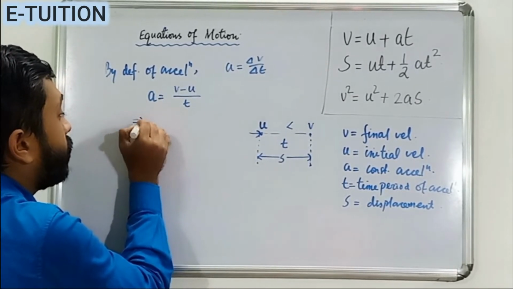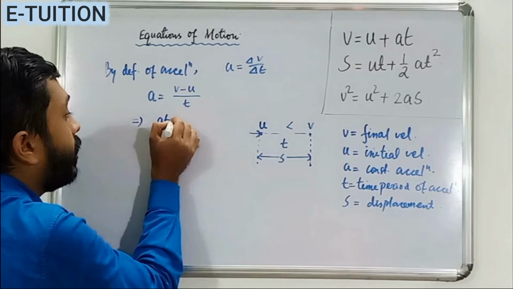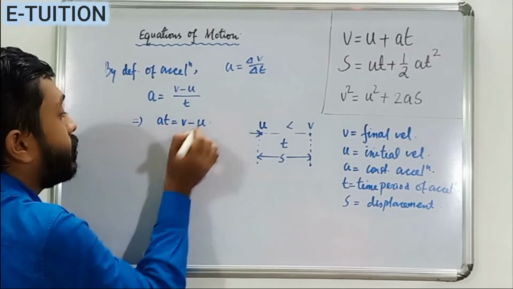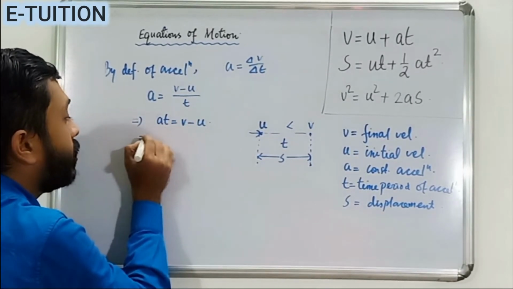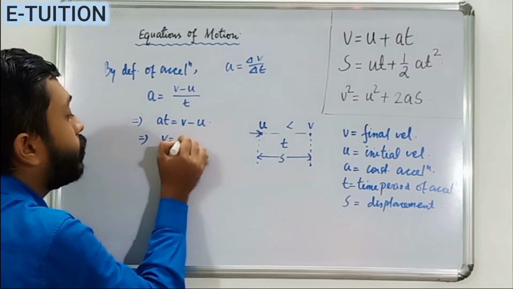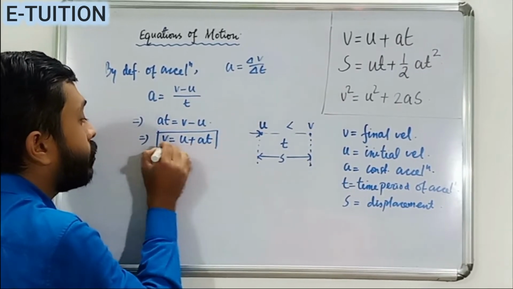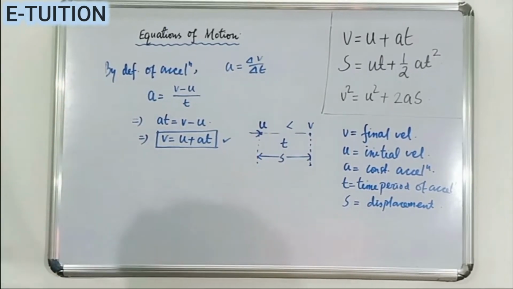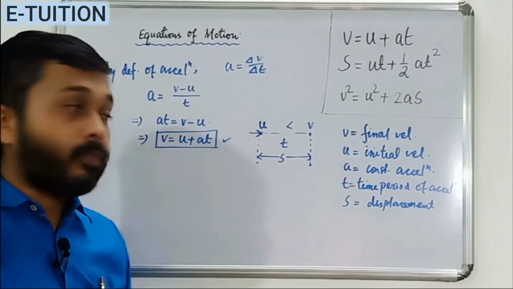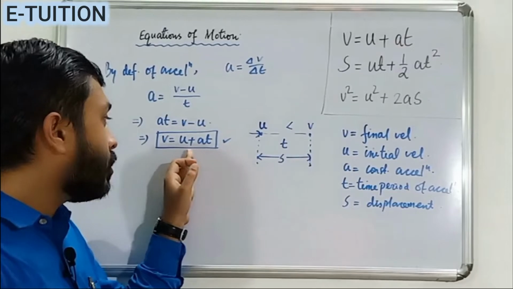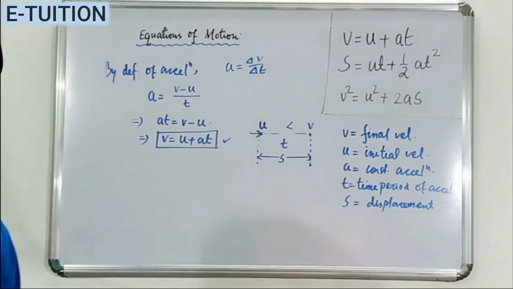So now after cross multiplication, at equal to v minus u. So take this u to this side, you are getting v equal to u plus at. That is your first equation of motion, the easiest one of the lot, the basic one: final velocity equal to initial velocity plus acceleration multiplied by time.